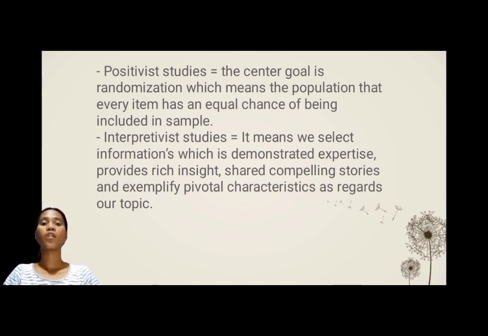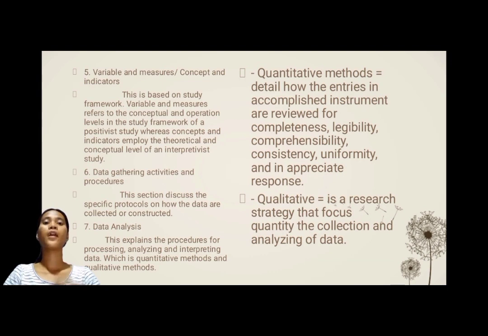Sampling means selecting the group that you will actually collect data from in your research. For example, if you are researching the opinions of students in your university, you could survey a sample, maybe 100 students. Number 5, variables and measures, concepts and indicators.